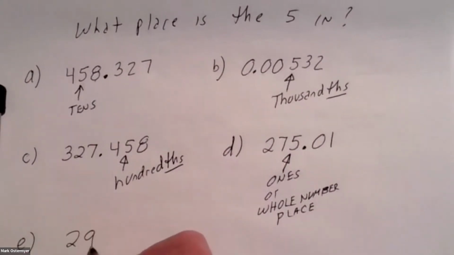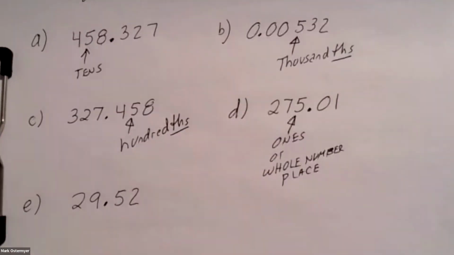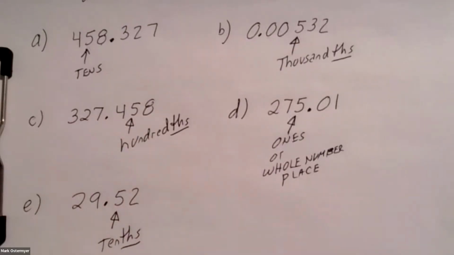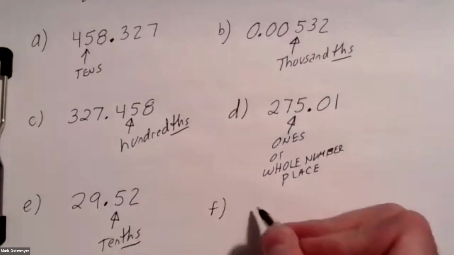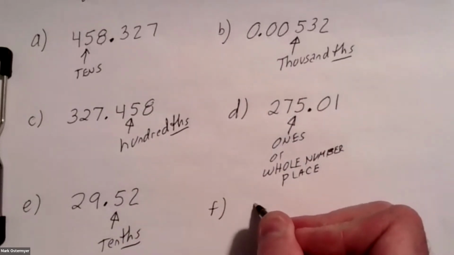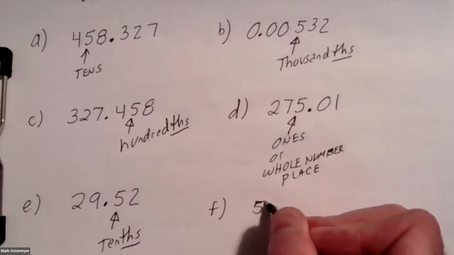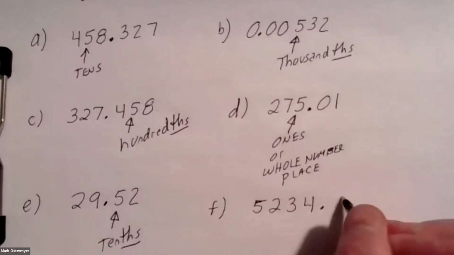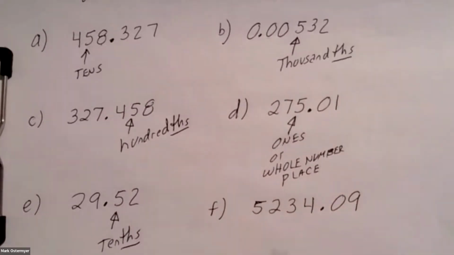So how about 29.52? What place is the 5 in now? The tenths. That's in the tenths place. Okay. All right, one last one here. What place is the 5 in now?